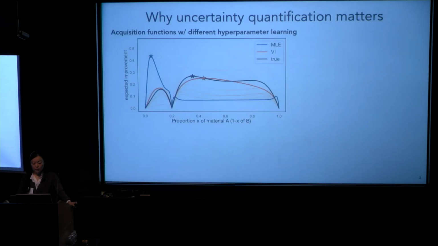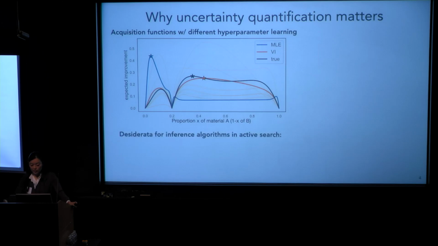Here I'm showing many examples of acquisition functions using different hyperparameter learning strategies. In particular, the maximum of each curve denotes the next composition to evaluate. The black curve here represents what we would get if we knew the true hyperparameters. The blue curve is what we'd get if we plugged in the maximum likelihood estimates for the hyperparameters. And finally, the orange curve represents a probabilistic approach where we've averaged over many acquisition functions using hyperparameters sampled from some distribution.